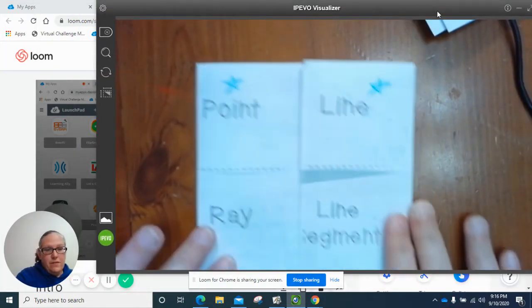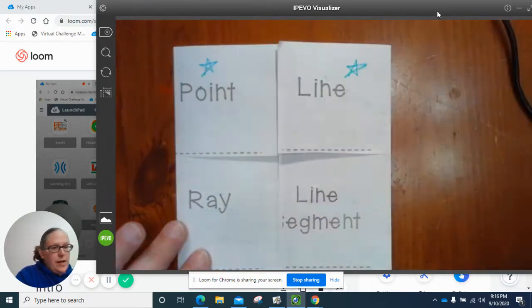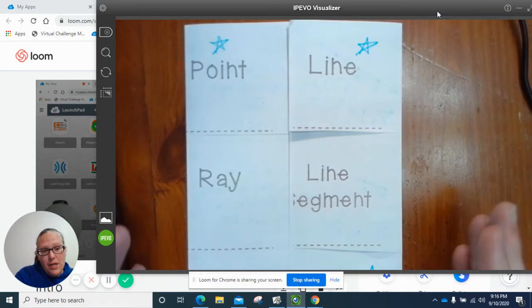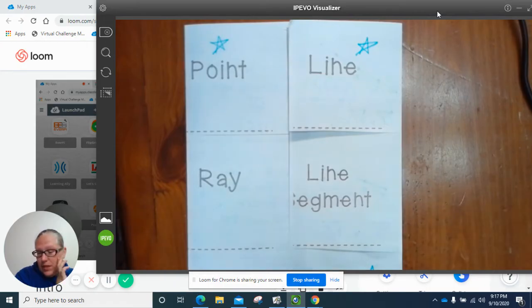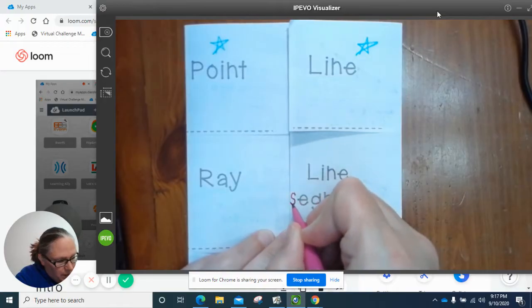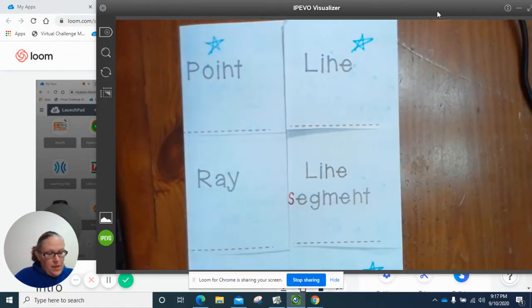So I have my first foldable ready here. So I am going to go through this with you. Now what I'm going to do is I'm actually going to just talk through it, and then I'm going to have you pause the video so that you can write it down. Okay, I'm going to put an S right there so you can see the word segment.